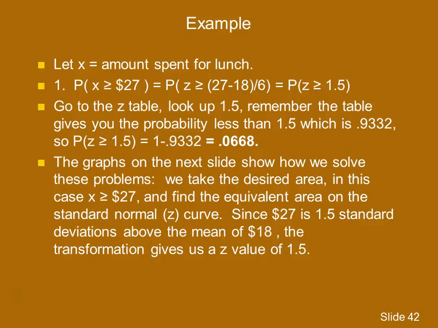So now you go to your z-table, look up 1.5 in the positive z-table. You have to remember that the table is cumulative. It gives you all probability below that z-value, which in the table is 0.9332. But we want all probability above that z-value, so we will have to take the complement, that is, subtract that from 1, and we'll get an answer of 0.0668. We can see this graphically on the next slide.